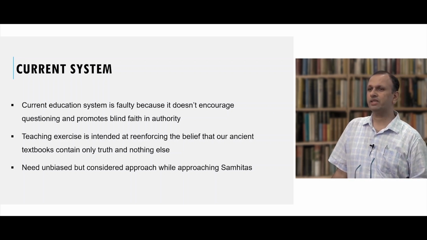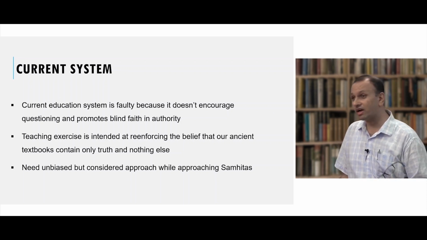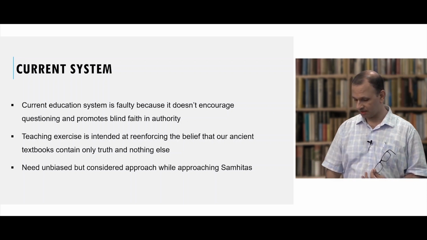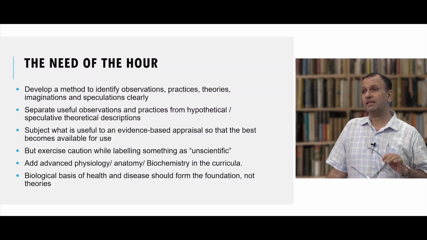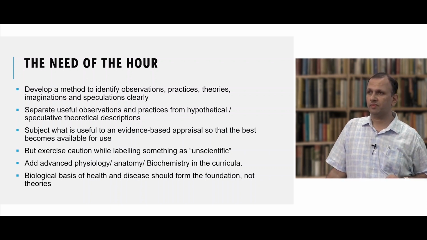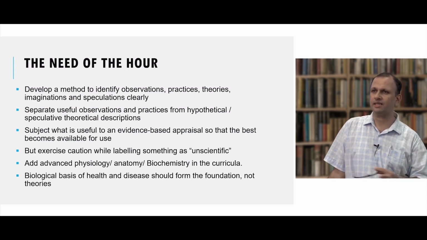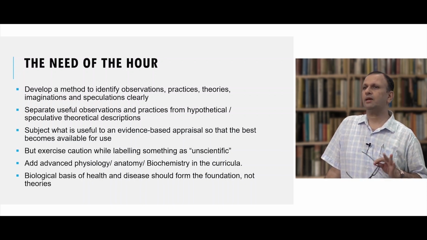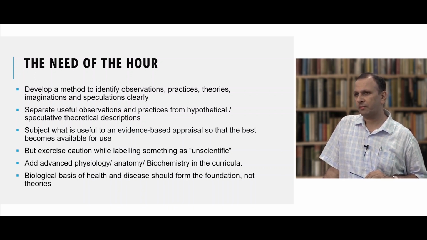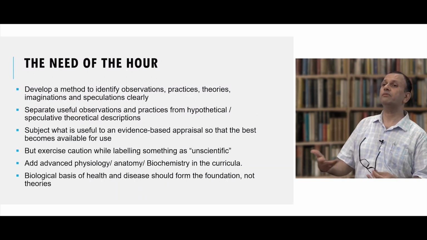Of course, it is ours. Ayurvedic science is ours, right? We are the custodians of this science, and we need to have a considered approach. But at the same time, we need an unbiased approach while approaching samhitas. The need of the hour is to develop a method to identify observations, practices, theories, imaginations, and speculations clearly. Because our textbooks are a mixture of all this. We need to identify each of these and separate them out, and then separate useful observations and practices from hypothetical, speculative, theoretical explanations or descriptions. Then subject what is useful to an evidence-based appraisal so that the best becomes available for use.